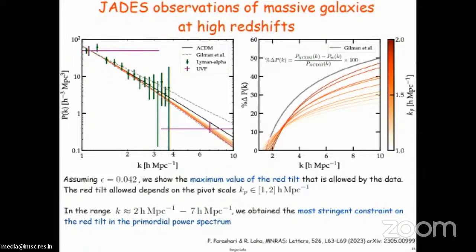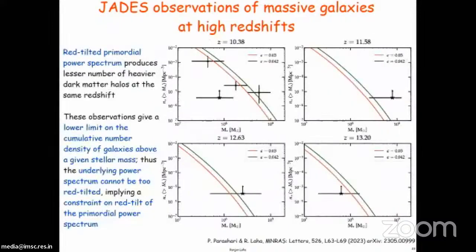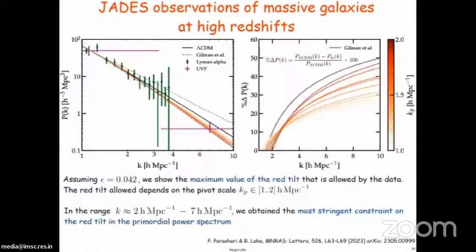And as far as we know, in this length scale from 2 h megaparsec inverse to 7 h megaparsec inverse, this is the most stringent constraint on the red tilt of the primordial power spectrum as of now. This depends on the star formation efficiency, but we have taken a large star formation efficiency, which gives us a conservative limit. If you take this even smaller, you can make this 3%, not 4%. Your limits will be stronger, and 3% is allowed with the Spitzer data. It's not ruled out. You can make it an even stronger constraint.